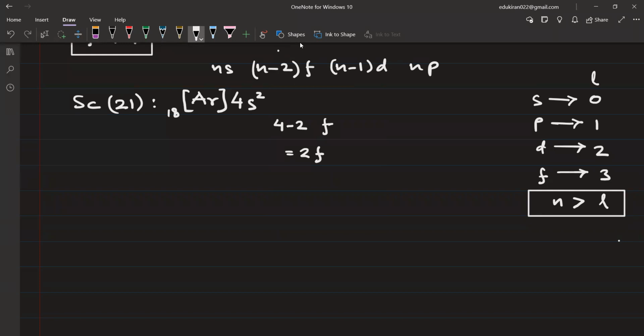Now tell me, is this condition fulfilled here or not fulfilled in 2F? This will be 2 and F clearly. What is the L for F? F corresponds to 3. So is N greater than L or is it not fulfilled? No, sir, it is not fulfilled. So we will not take this. Since it is not fulfilled, we will say it is not possible, and we will skip this F part.